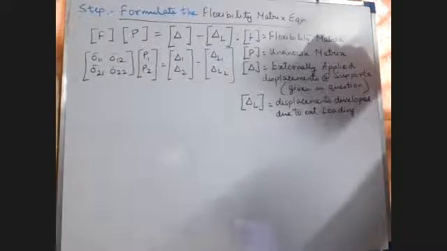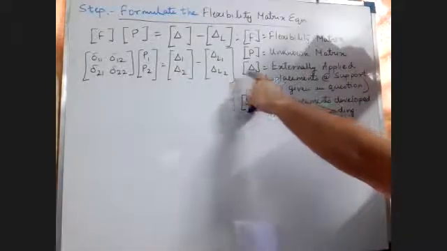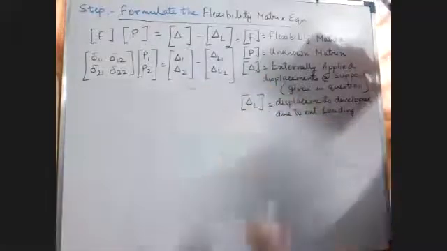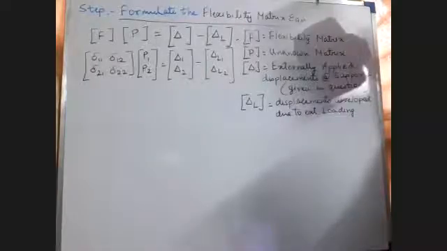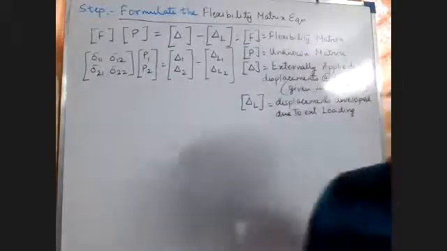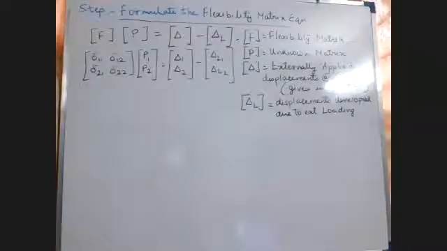Delta is the externally applied displacement at the supports given in the question. These values, delta 1 and delta 2, will be given. If it is not given, it will be 0. So now we will put the values of delta 1, delta 2, all these things.